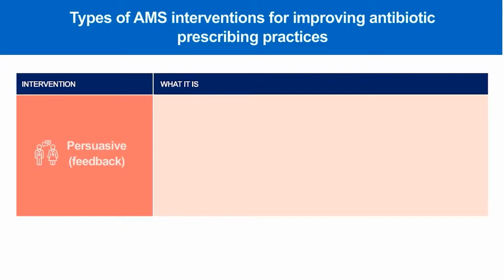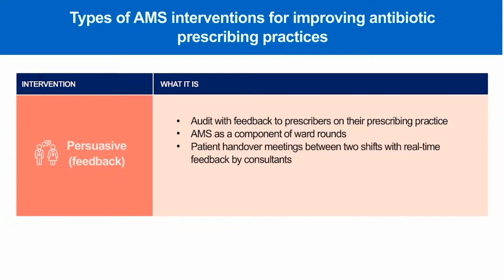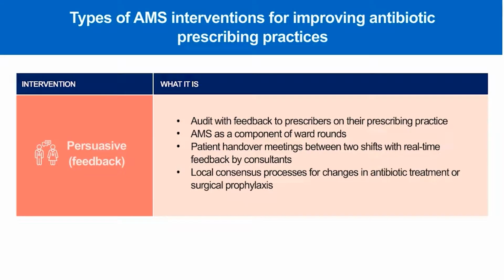Persuasive feedback interventions include audit with feedback to prescribers on their prescribing practice. AMS as a component of ward rounds that includes real-time feedback with an educational component. Patient handover meetings between 2 shifts with real-time feedback by consultants. Local consensus processes for changes in antibiotic treatment or surgical prophylaxis.